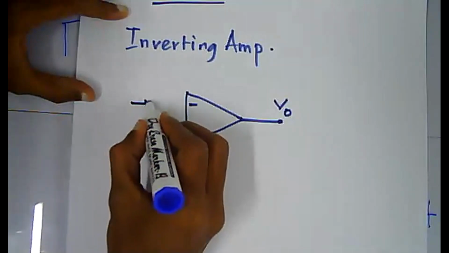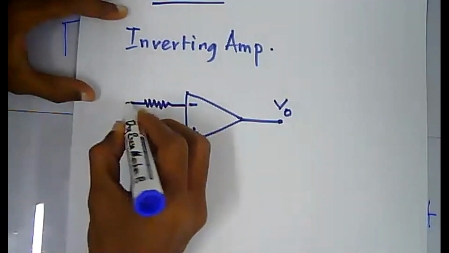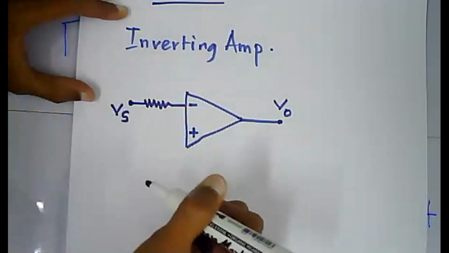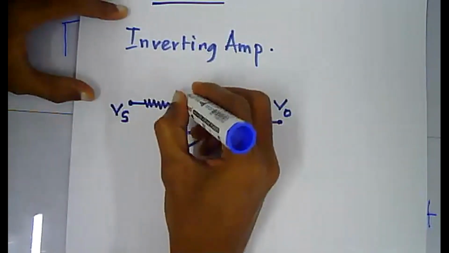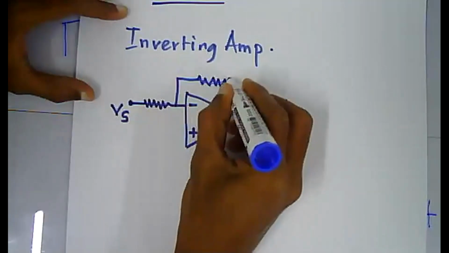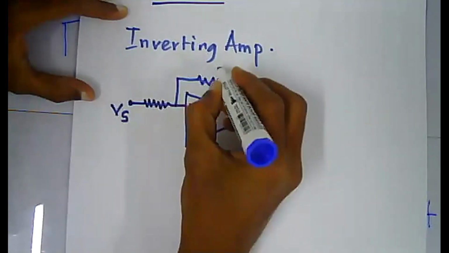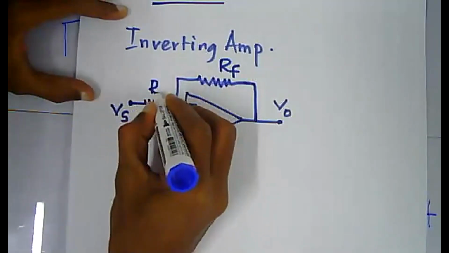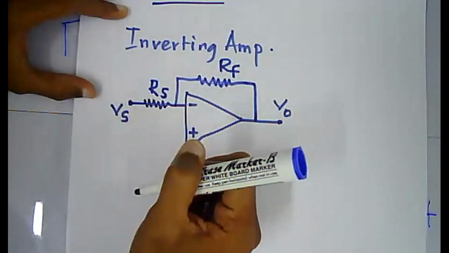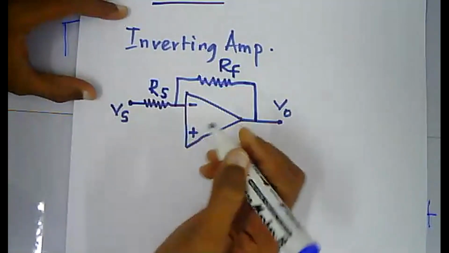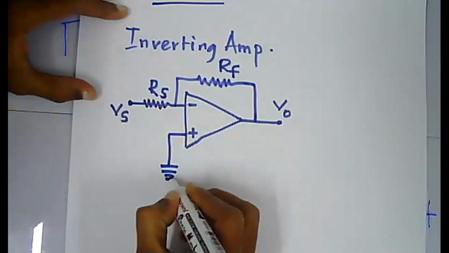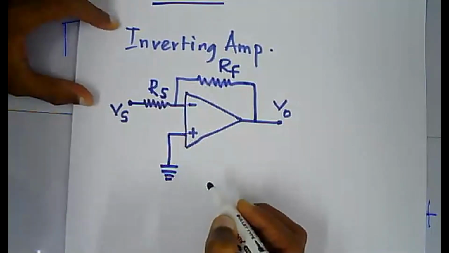Here you are going to connect your input, which is Vs, to your inverting terminal through a resistance Rs, and you will have a feedback resistance Rf. And you should ground the non-inverting terminal.